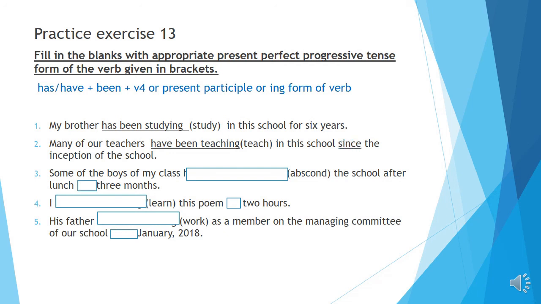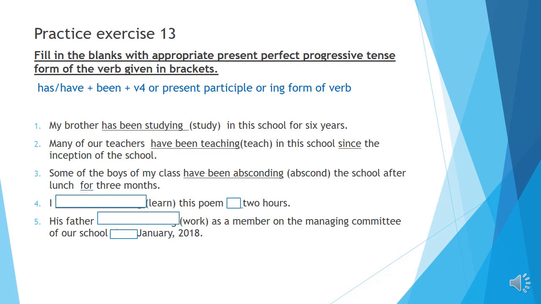Okay, children? Number 3. Some of the boys of my class dash abscond to the school after lunch dash 3 months. Here, some of the boys of my class is the subject, so a plural subject, so we use have been absconding. The ing form is absconding the school after lunch. Here 3 months is given, a period is given, so we use the word for.